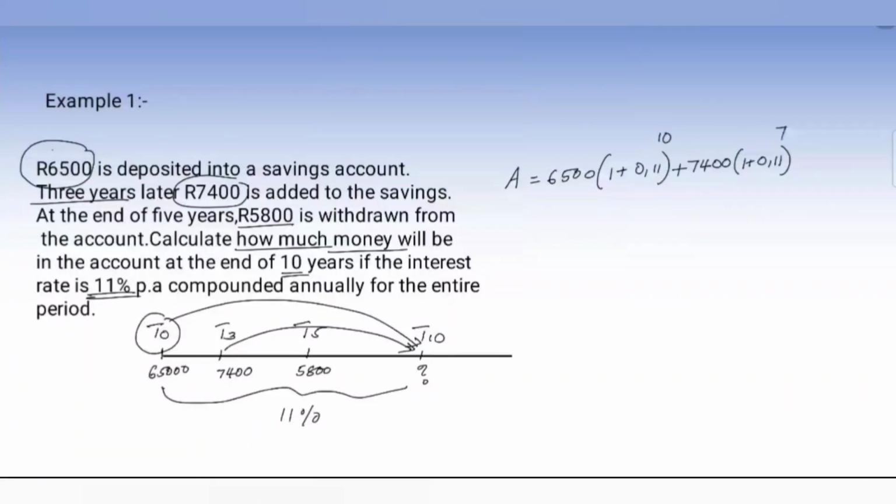Now one more transaction also there, that is a withdrawal, that is 5,800. Since it is a withdrawal, you have to use minus 5,800. You write the very same formula, but the only difference is you have to write minus, negative sign there. Okay. So from 5,800, how many years left? That after the withdrawal, how many years? 5 years, isn't it? So 1 plus 0,11 to the power 5. Clear? So we are done actually. Then type it exactly like this in the calculator.